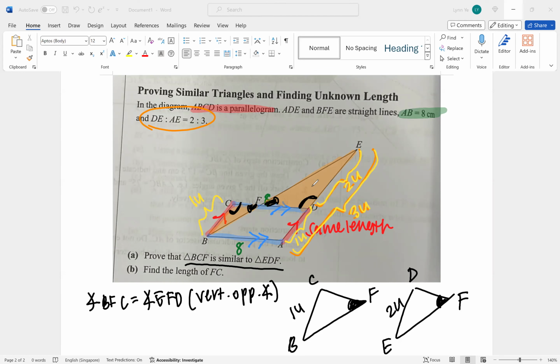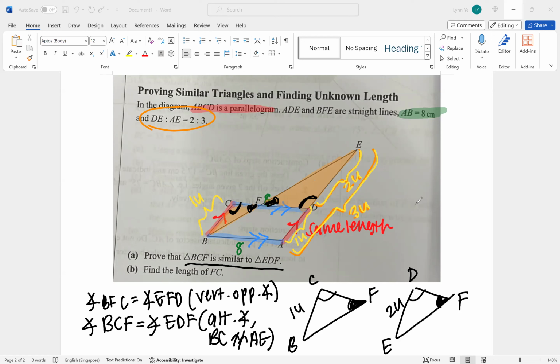So angle BCF is equal to angle EDF. How come you know they are the same? What is the reasoning? Yes, good. Alternate angle. And wherever it's alternate angle, you need to state which line is parallel to which line, because you know which line is parallel to which line. Which line is parallel to which line? BC is parallel to AE.